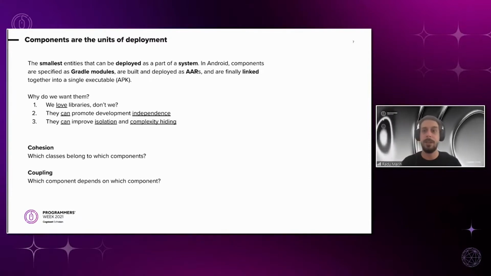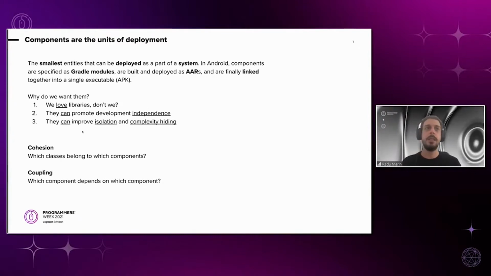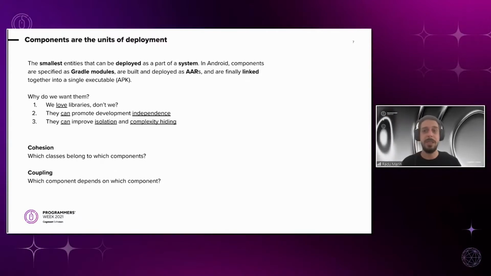We need to understand what clean libraries are. Now, what we can do when we start splitting our work into components is that they can promote, if you build them correctly, development independence. We can split up the work and have this separation of concerns where people can work independently and from time to time bridge that gap and make sure they're compatible, right? They can also improve isolation and we can hide complexities behind components, which is great. Somebody using that component doesn't really need to know what it's all about. They just care what it does. And there are two things that are very important when we talk about components. It's cohesion and coupling.